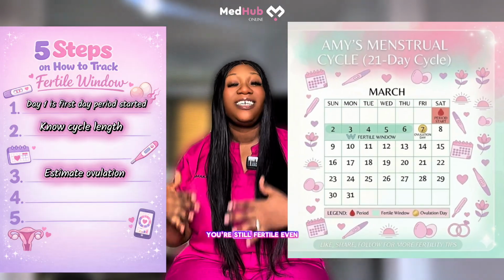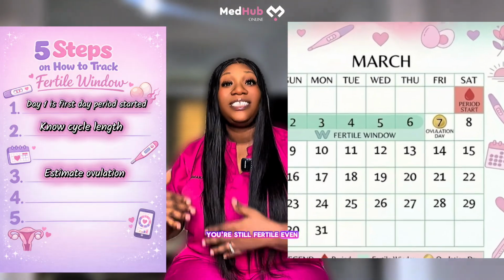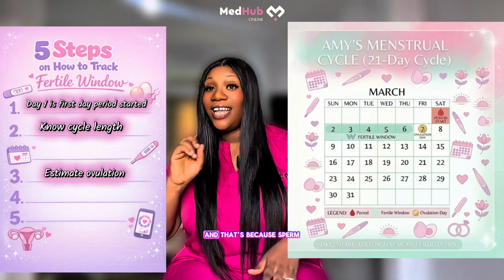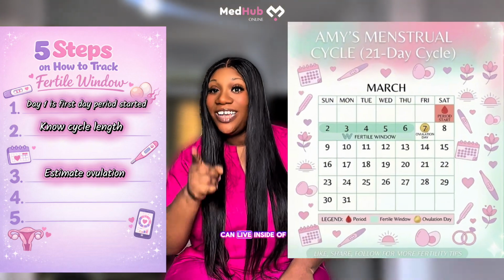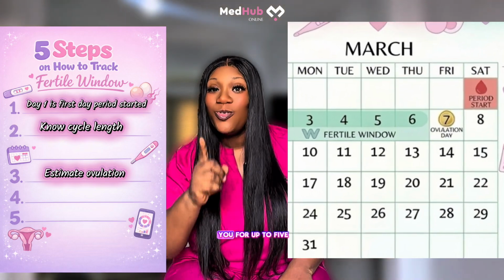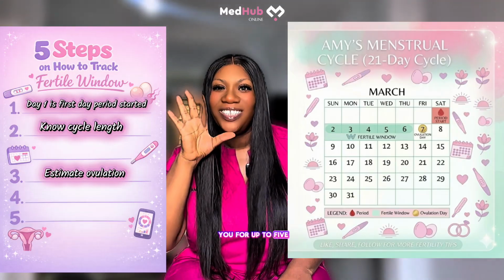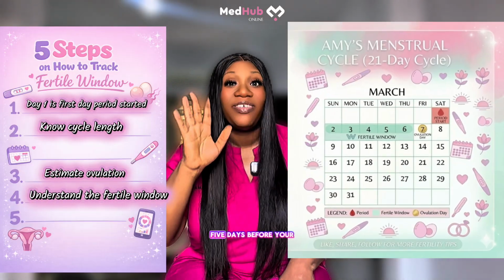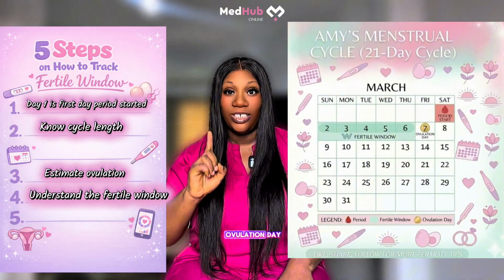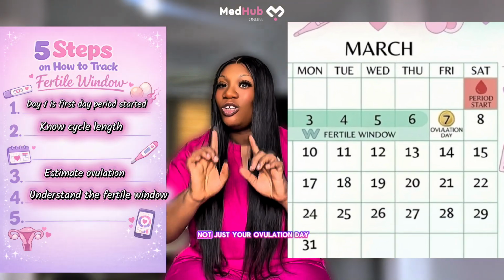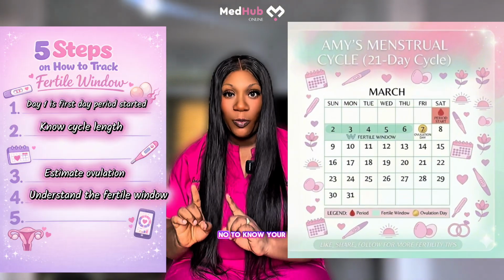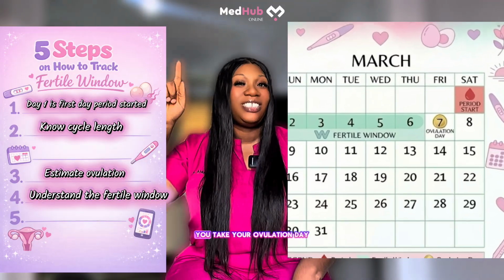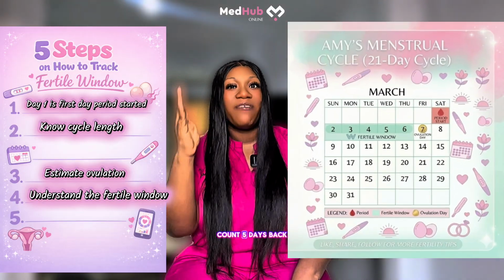Step 4: you're still fertile even days before you ovulate. That's because sperm can live inside of you for up to 5 days. So this simply means that you are fertile 5 days before your ovulation day. Your fertile window is not just your ovulation day. No. To know your fertile window, you take your ovulation day and count 5 days back.